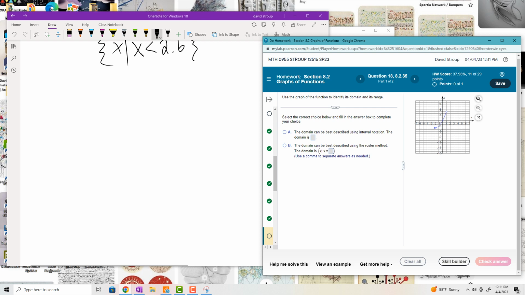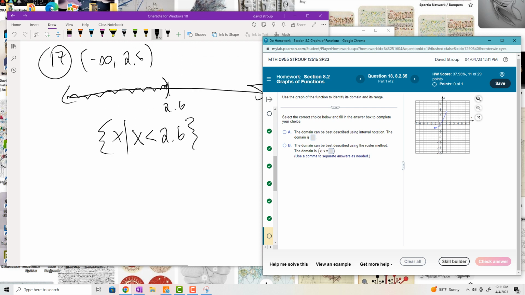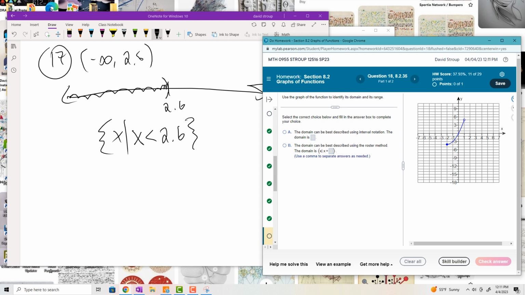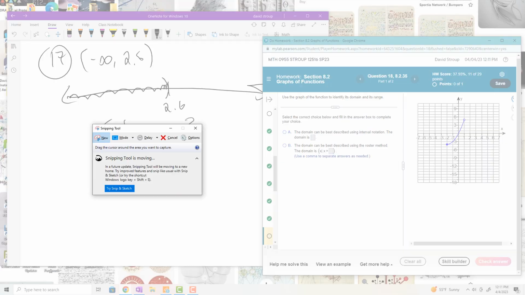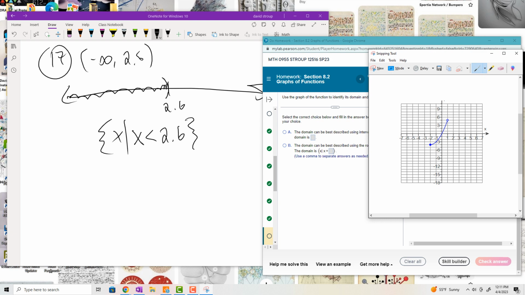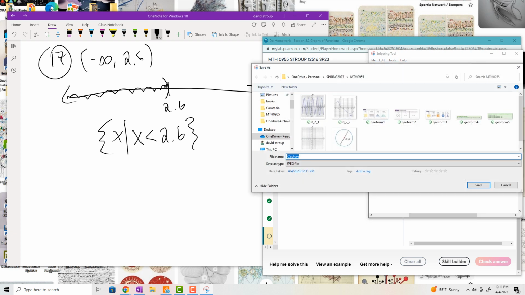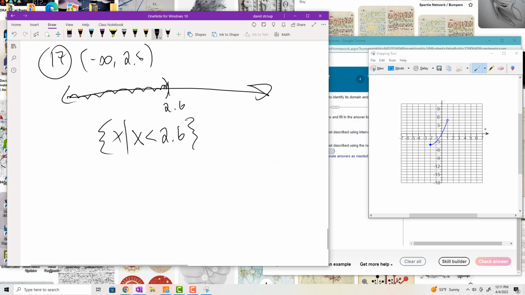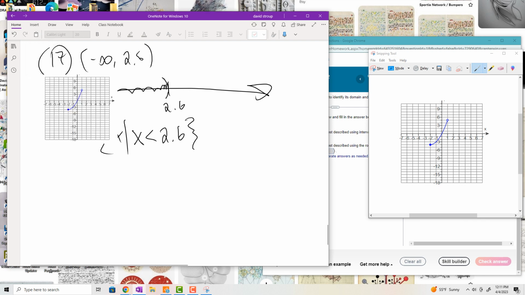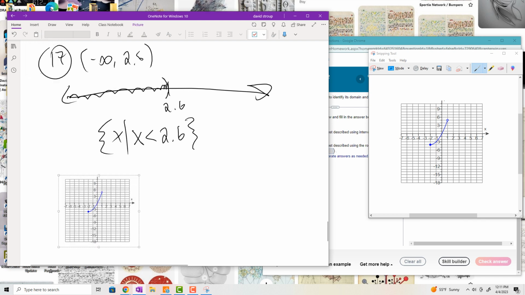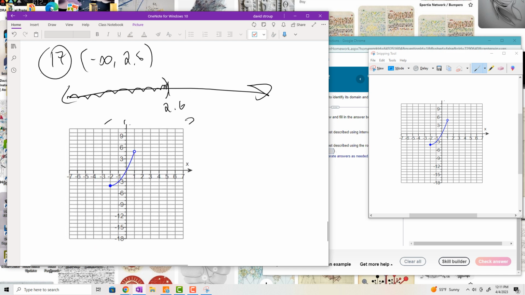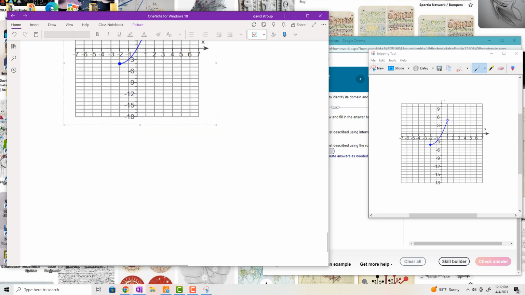Okay, now we're into these problems, identifying the domain and range from the graph. Okay, so I'm going to be copying and pasting these. If you don't mind, just one moment, please. Save as, save over, yes, and then we should be able to paste over here. Okay, all right. Let's expand it a little bit. Move it down a little bit.